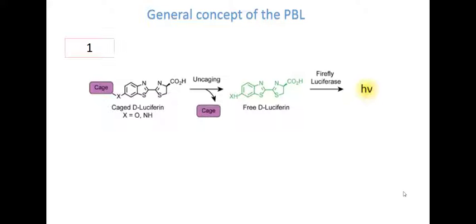This reaction leads to uncaging of luciferin, which in turn is able to react with the luciferase to produce bioluminescent light. Note that the amount of light generated as the result of this uncaging is proportional to the level of functional activity of the biological process of interest.